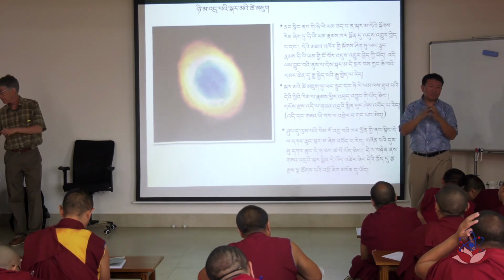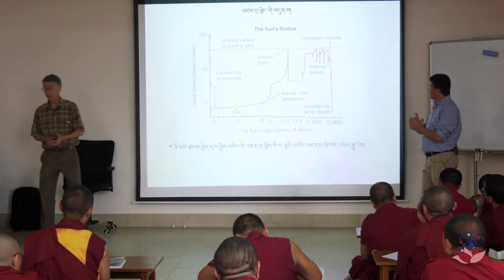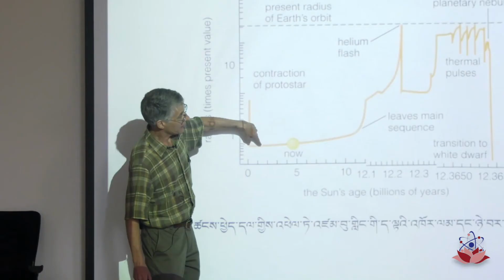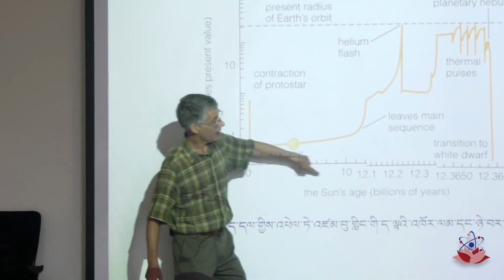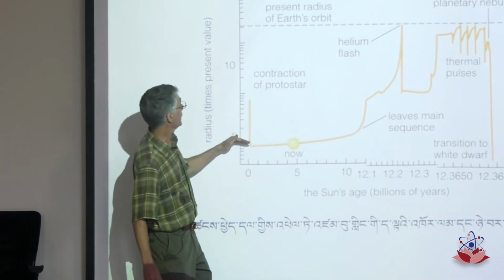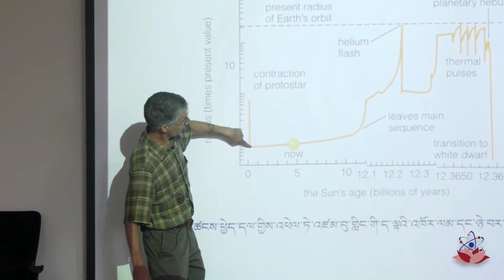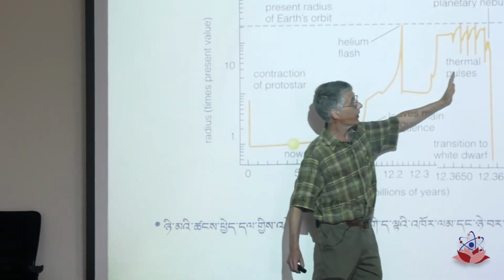So we'll skip that slide and go straight to this one. So here's what shows the time evolution versus the size of the sun starting from when it's a main sequence star and going through the red giant phase.